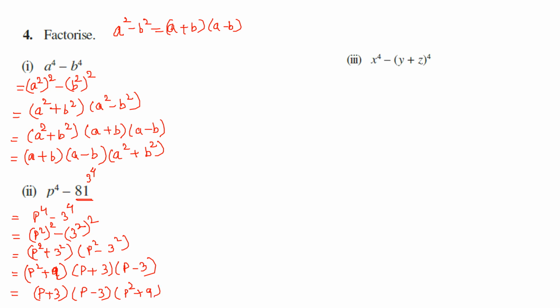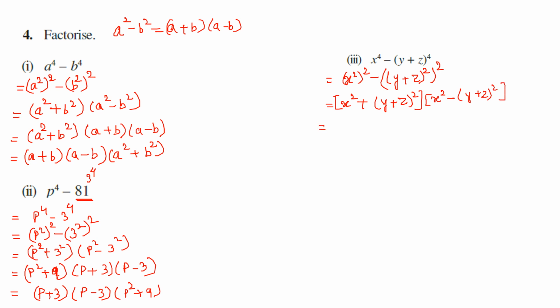Next, third question. x to the power 4 minus y plus z whole raised to the power 4. So this again I have to write it as x square whole square minus y plus z square whole square. So again I have to use the identity a square minus b square. So a plus b, so x square plus y plus z whole square, and then x square minus y plus z square.